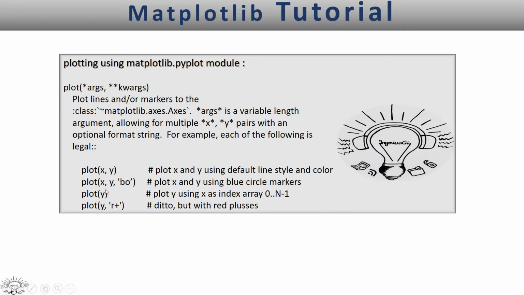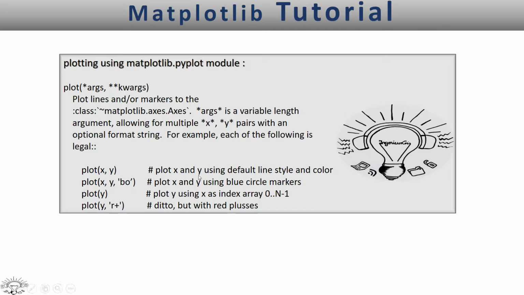Now this second syntax introduces a third argument, of which the first one, this b here, is the color of the line plot, and then the o here is the marker of the plot. Now in this third syntax, a single set of values is passed, and that automatically becomes the vertical axis. So the values will be plotted against the vertical axis, and the horizontal will automatically become the number of points.